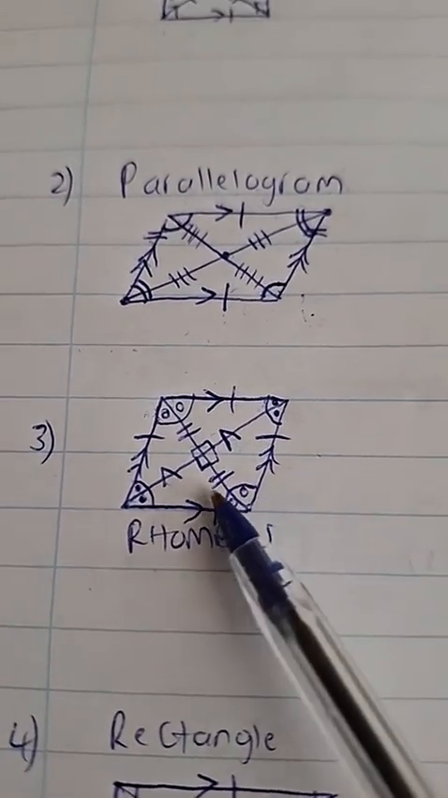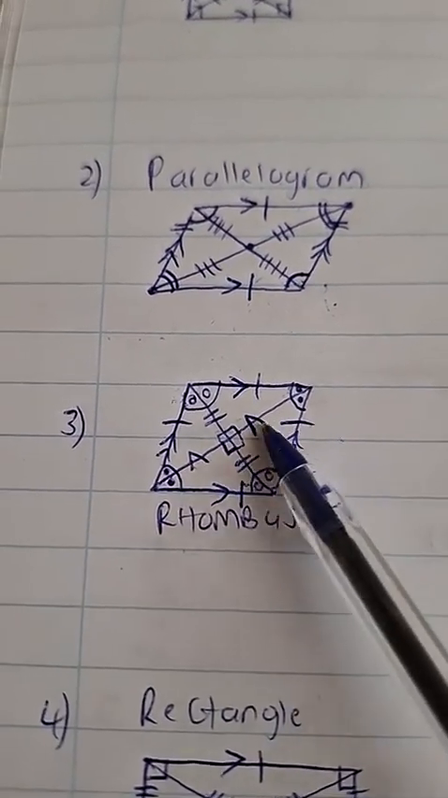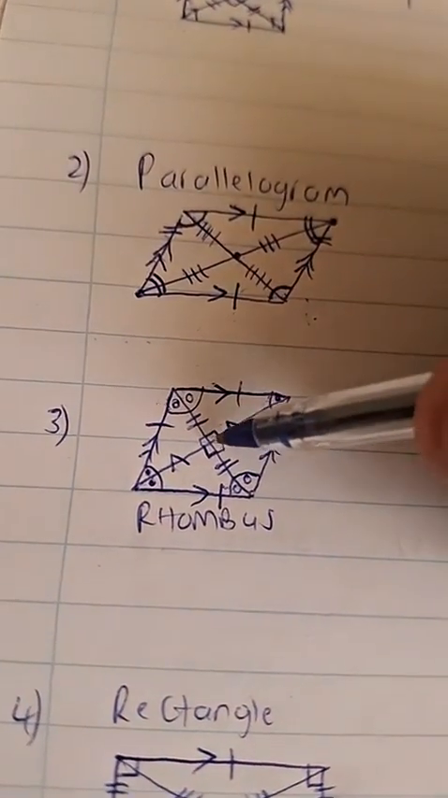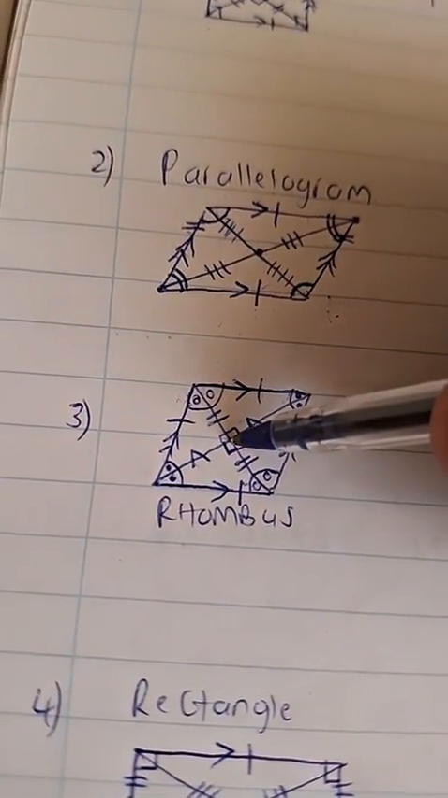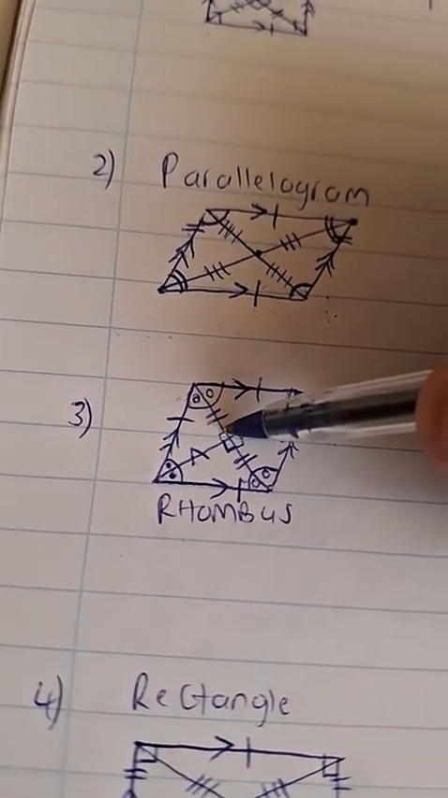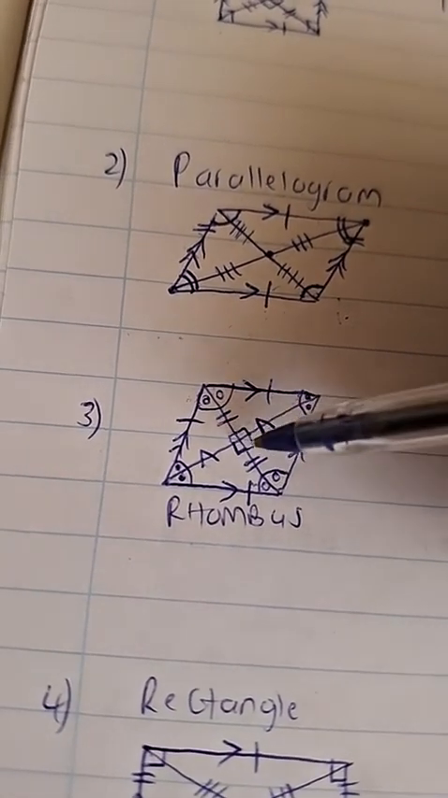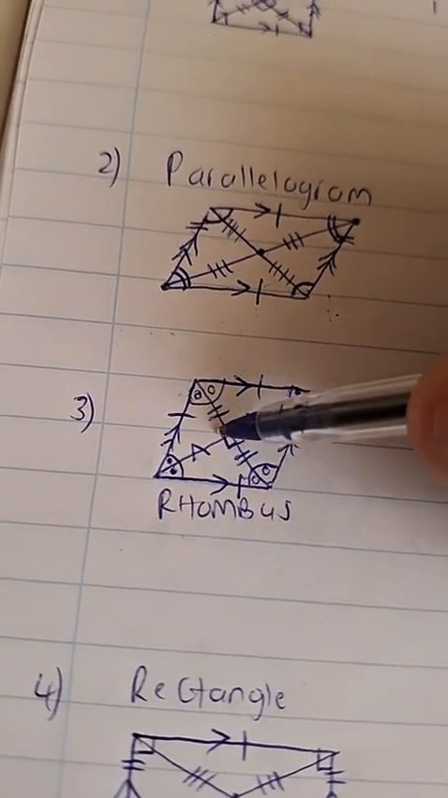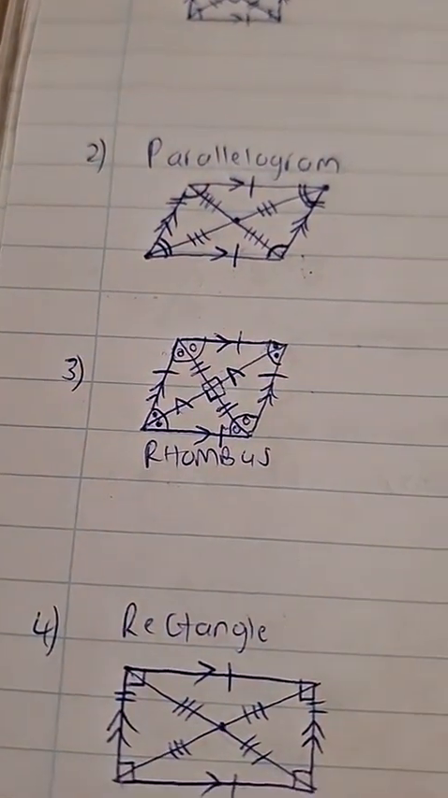Then also, the diagonals don't only bisect, but they make angles of 90 degrees. So there's an angle of 90 here, an angle of 90 here, an angle of 90 there, an angle of 90 there. All right, so they bisect at right angles. That's very important as well.